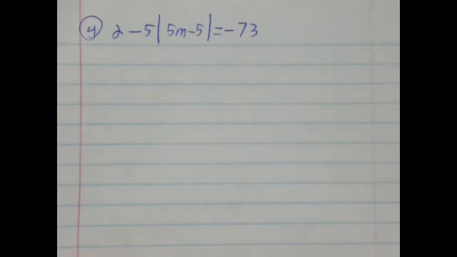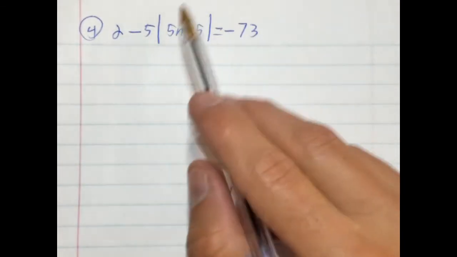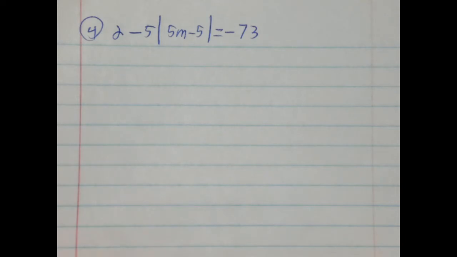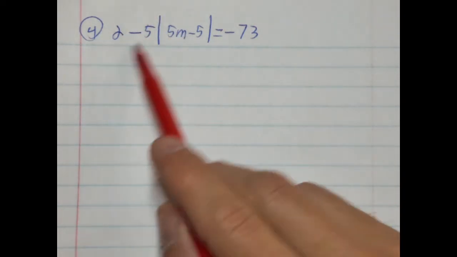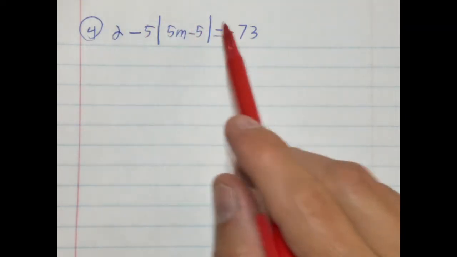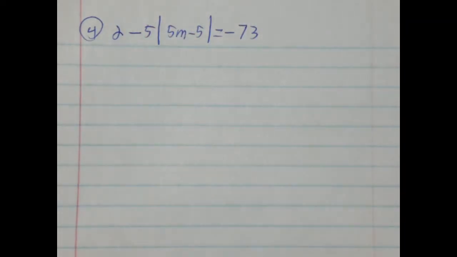Okay, so there's a lot going on inside the absolute value. There's a lot going on outside the absolute value. Not a big deal. We just have to get this stuff straightened away. So we're going to get rid of this stuff. All right, we're going to isolate the absolute value so we can then split it and solve it.